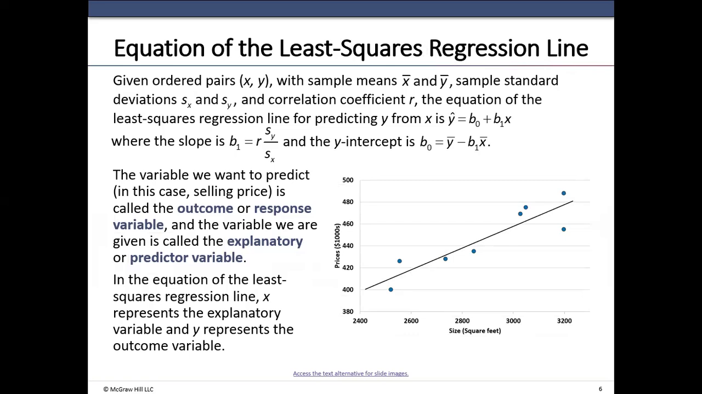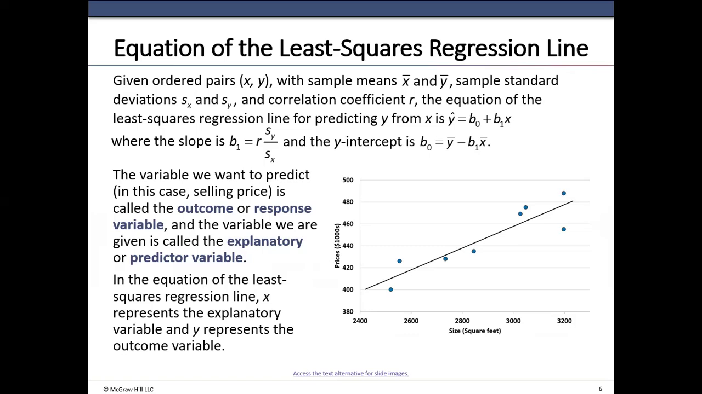y hat is equal to b0, the intercept where the line cuts the vertical axis, the y-axis, plus b1 x. What is b1? b1 is the slope. What is a slope? As I said, how much does y change for points on the line per unit change in x? These are the equations for b1 and b0. We do not have to memorize the equations. We are going to use the calculator.